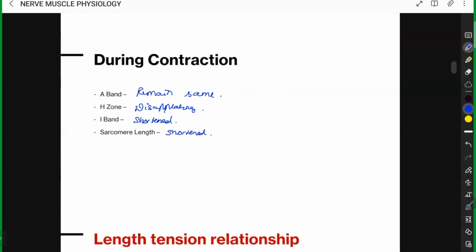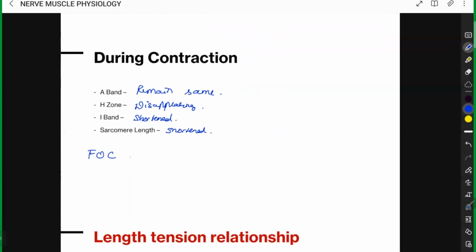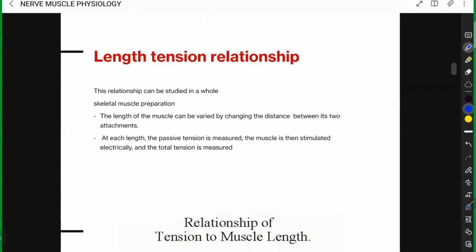So, what is important here is that your force of contraction always depends on the length of the sarcomere. Your force of contraction is going to be maximum only when the sarcomere is at an appropriate size. That means even if the sarcomere length is increased or decreased, your tension, or the force of contraction, will change. That is what the length tension relationship tells.